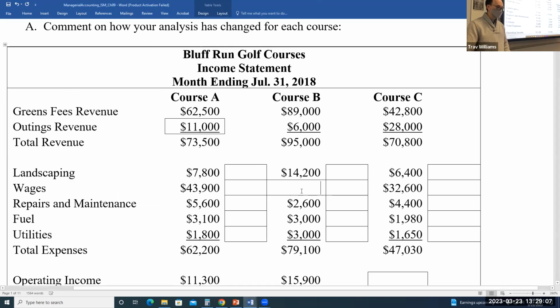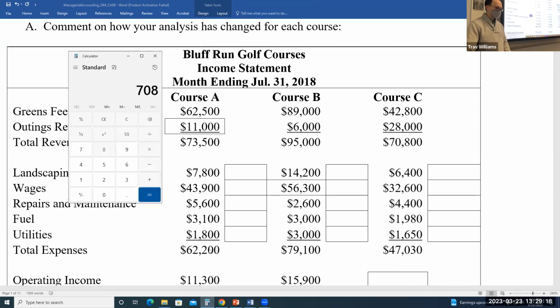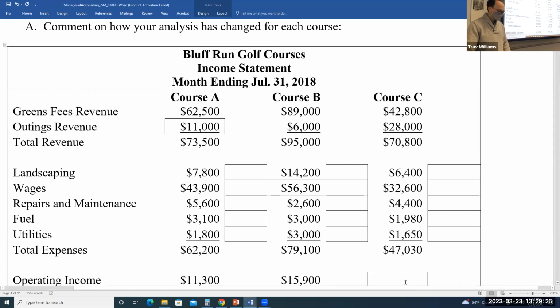This was 56,300. And then how did we get operating income over here? Total revenue minus the total expenses gave us 23,770. And so that's what we did in the exercise set.